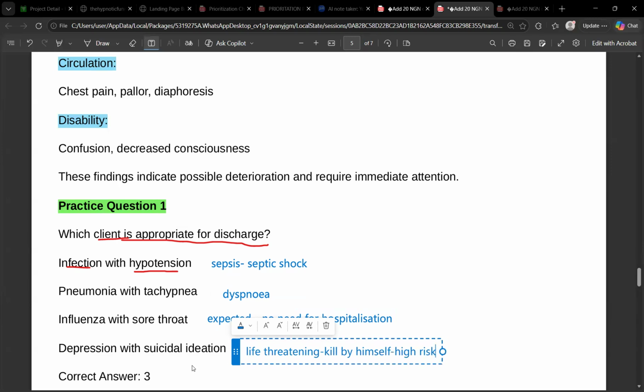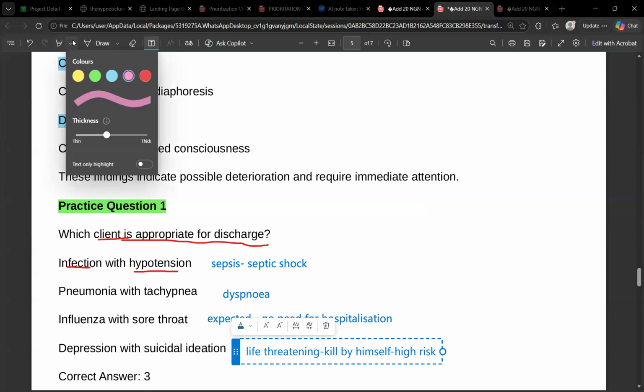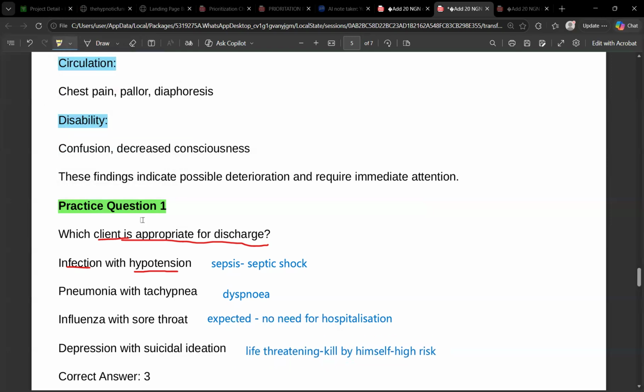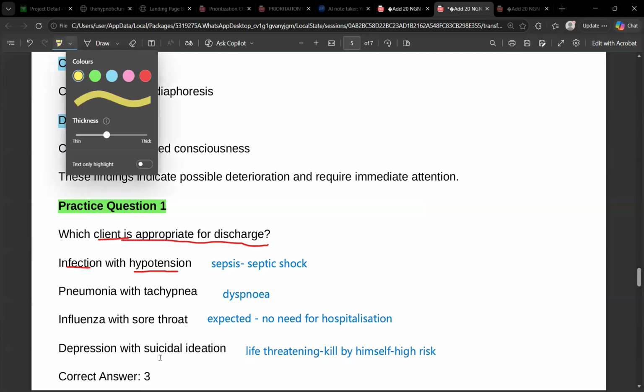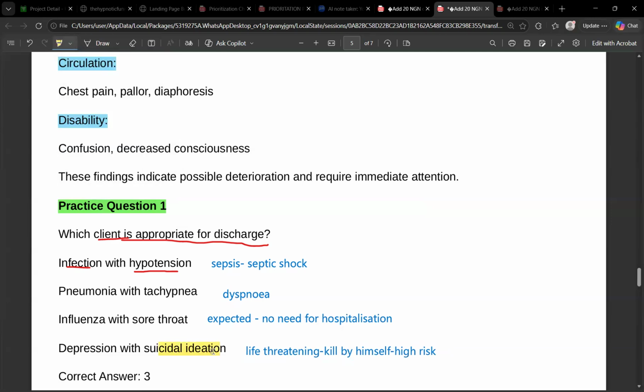Understood? So how are the rationales coming? Here it is a life-threatening one, which one? It is a high-risk patient because the patient has thoughts of suicidal ideation. So that is affecting which one? Safety. Here the patient's safety is affected.